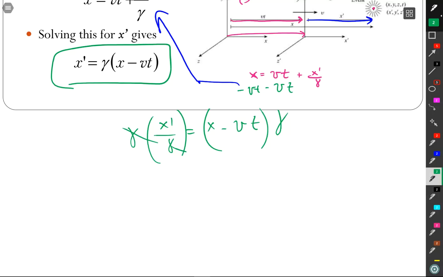I can say right away, hey, look, x prime equals ct plus dx. My c must be equal to minus V gamma, right? And D must be equal to gamma. So I found C and D already.